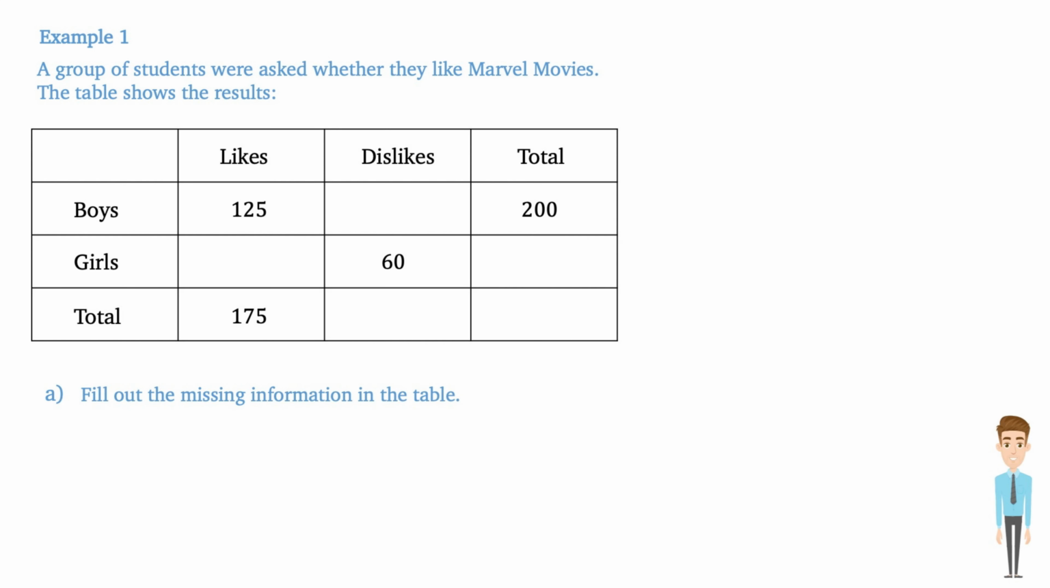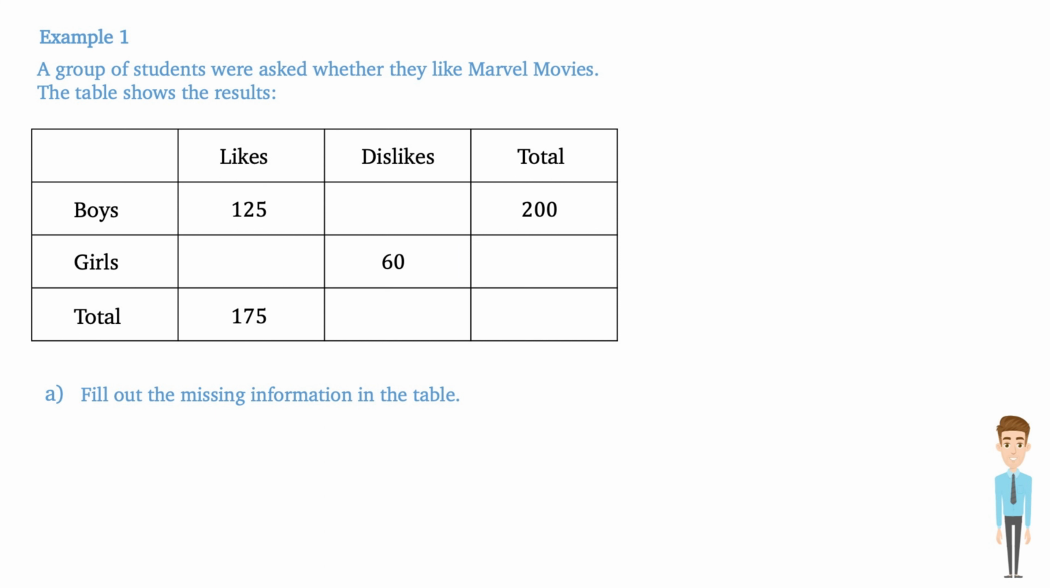Example 1. A group of students were asked whether they liked Marvel movies. The table shows the results. In example A, fill out the missing information in the table. To complete the missing information, we work with a particular row or column at a time.